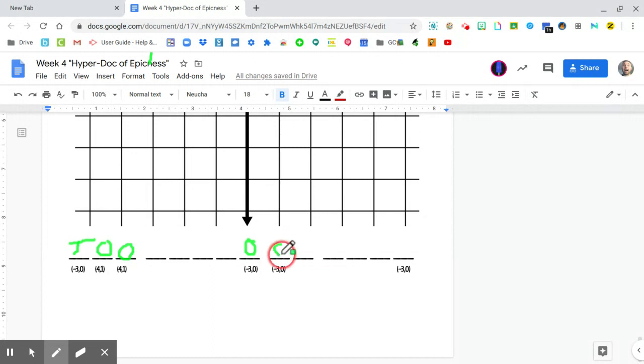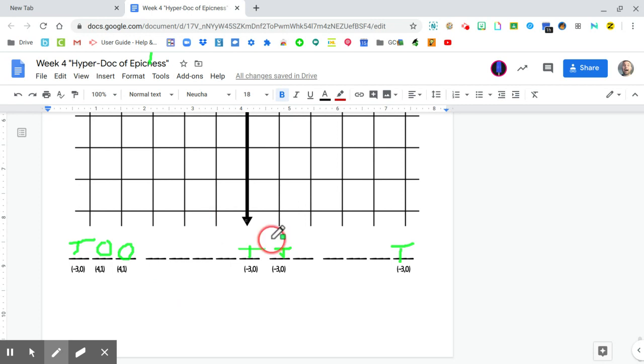Oops. I am not paying attention to my own ordered pairs. This is a T, this is a T, and this is a T. So in my example, we have discovered at least one word, two, and then the last three words are a mystery because I haven't provided that much of an example.